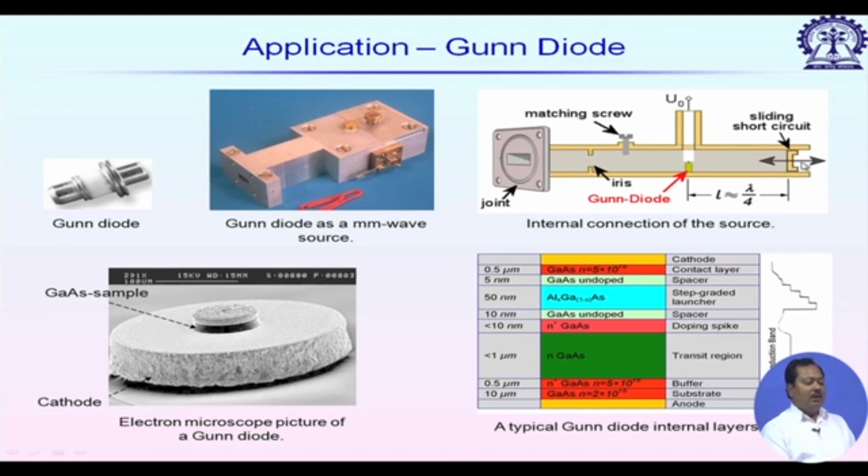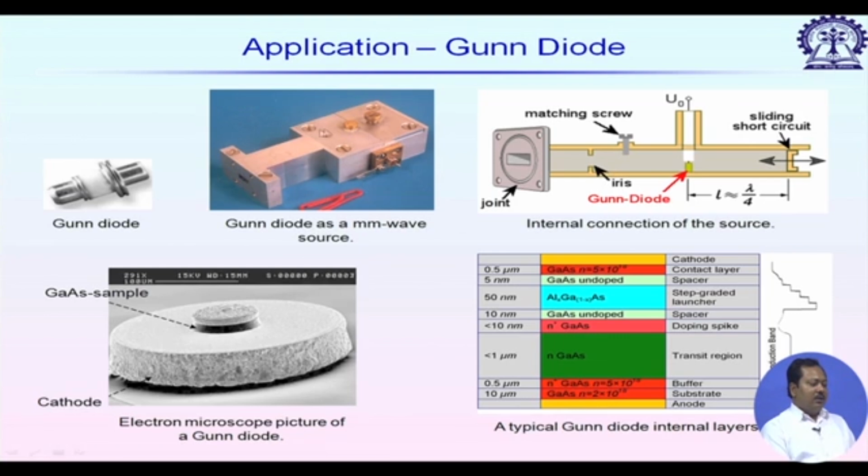We usually have a mechanical tuning arrangement, so that we can slide this short circuit position and change the cavity length, so that the resonance frequency changes and it will generate different millimeter wave signals. Now, due to this external arrangement, we have different impedance loading. Usually for the iris we will be facing inductive loading, and we have to cancel it somehow. Because of that, a matching screw is used, and it is usually capacitive and it can nullify the effect of this iris.